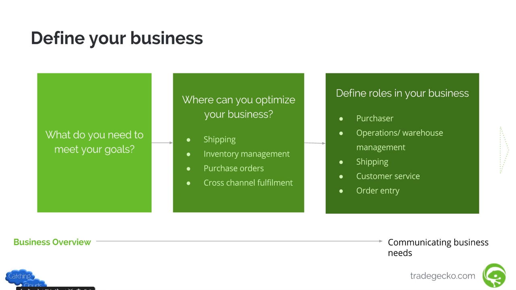Write down your goals, list what they are, and be clear about them. Write a couple bullet points and make it clear what it is. What are the problems you're trying to solve, and more importantly, the goals you're trying to attain. And then where are you looking to optimize your business? Where's the biggest pain point?